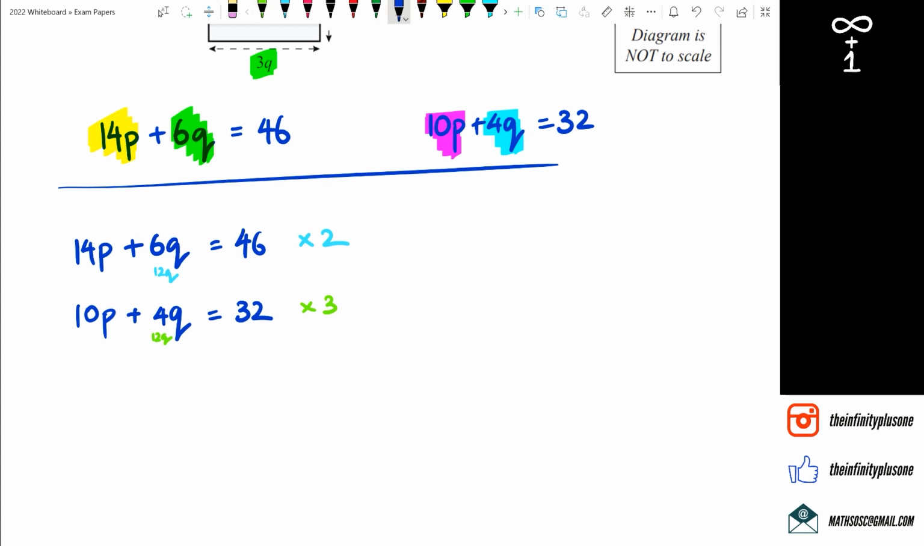So let's do this. We're going to multiply this entire top equation by 2. So we've got 14 times 2, which is equal to 28p. 6 times 2 is 12q.